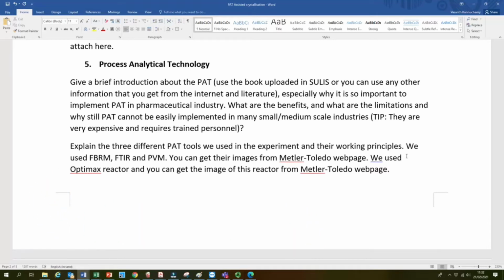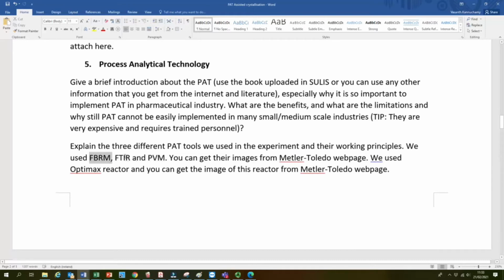And also for FTIR, you can get some images and then explain the working principles of FTIR. And then also for PVM, and for all the instruments that we used in the lab, like FBRM, FTIR and PVM, you can get their images from the Mettler Toledo web page. Mettler Toledo even have 1 minute, 2 minute videos explaining the working principles of FBRM, FTIR and PVM. So you can use that information while writing this section, and you can even give a reference to the YouTube links where you learned something about the working principles of these three techniques.